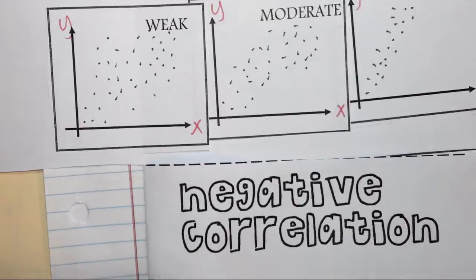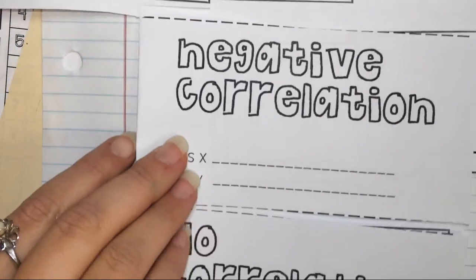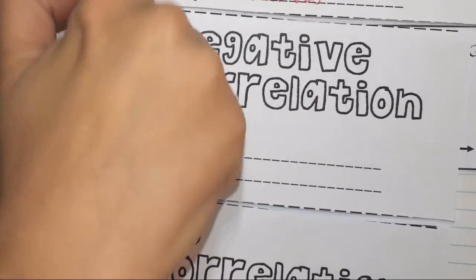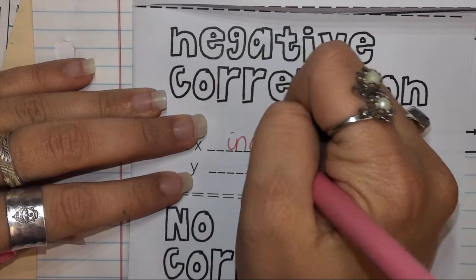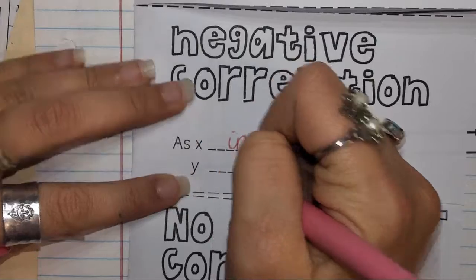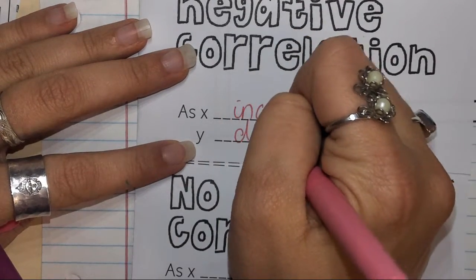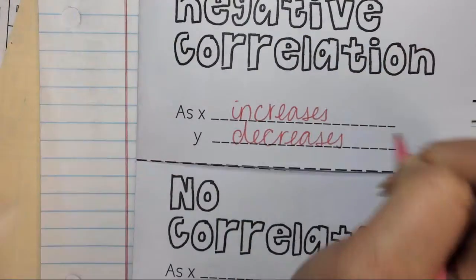Alright, now, what do you think a negative correlation is going to do? As X increases, what does Y do? It decreases. As X increases, Y decreases.